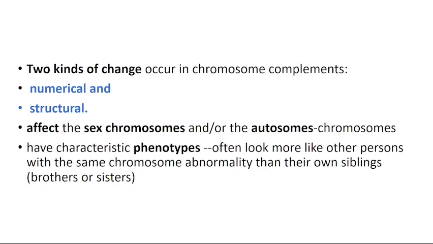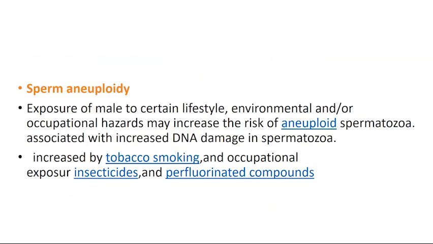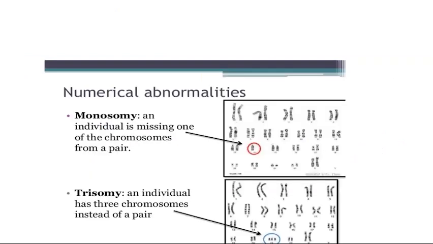So changes can be numerical and structural. Numerical disorders can be more or less, that is 21 or 23. Turner syndrome, tetrasomy, all these can cause it, and these are most common in advanced maternal age. Sperm aneuploidy can be increased because of tobacco smoking and insecticides, which can lead to abnormal sperm. It can be associated with increased DNA damage in the spermatozoa. These are the numerical abnormalities. You can see an individual missing one of a pair, monosomy, or an individual with 3 chromosomes instead of 2, trisomy.